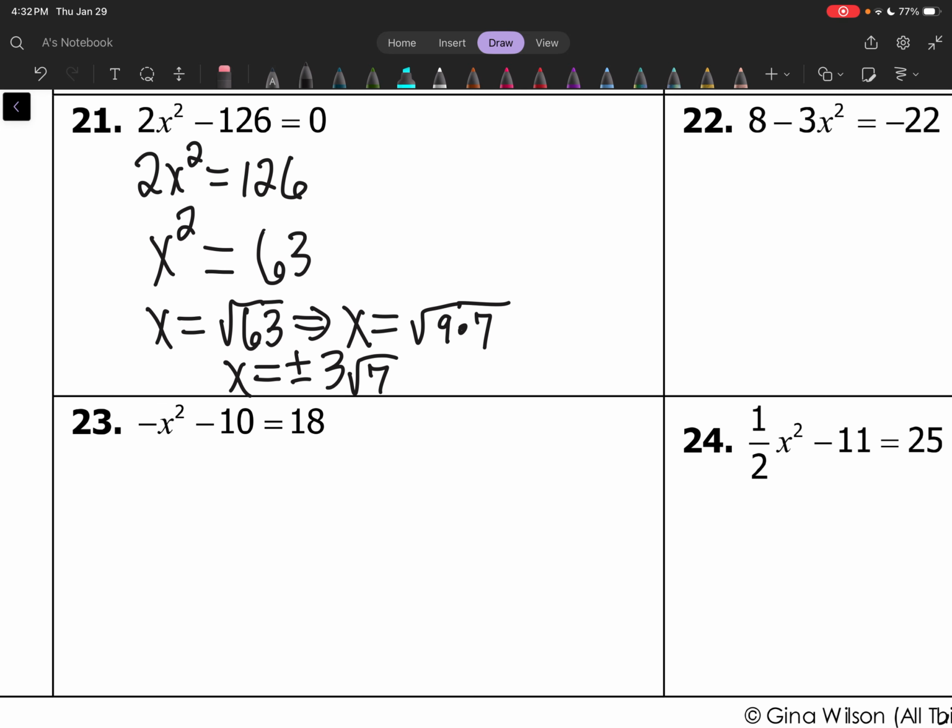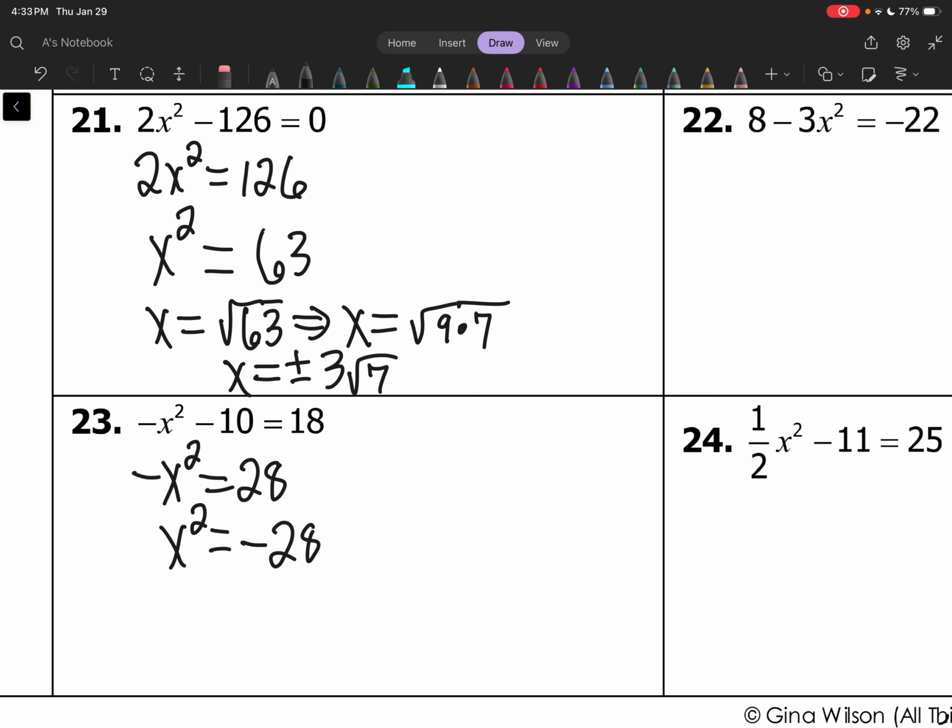Number 23. Negative x squared is equal to 28. X squared is equal to negative 28. My x squared cannot be equal to a negative number for real solutions. Therefore, I have no solution.